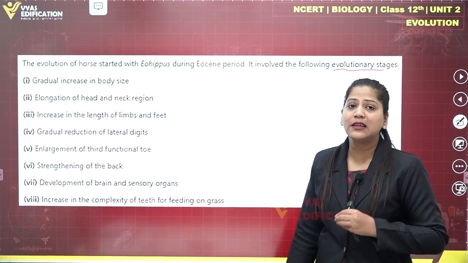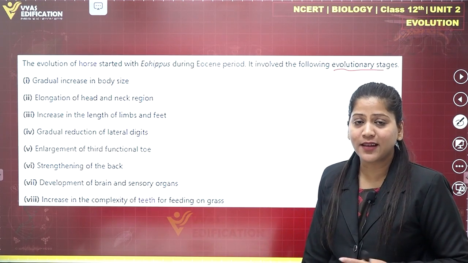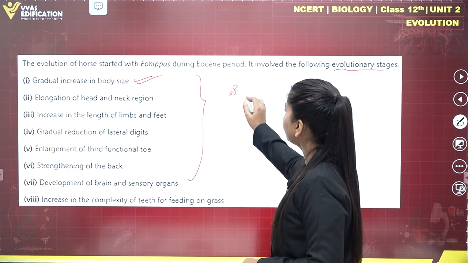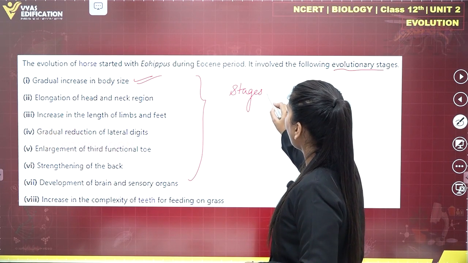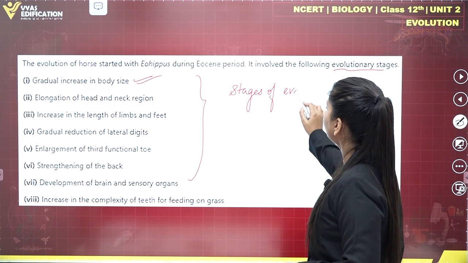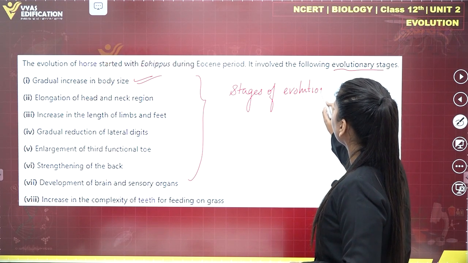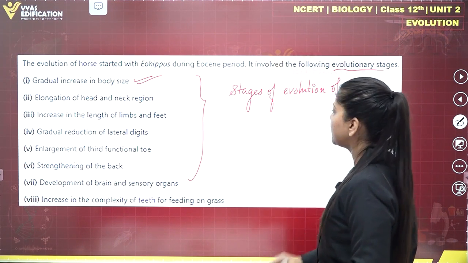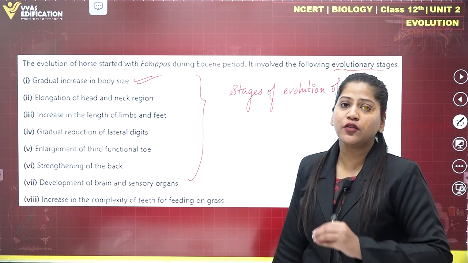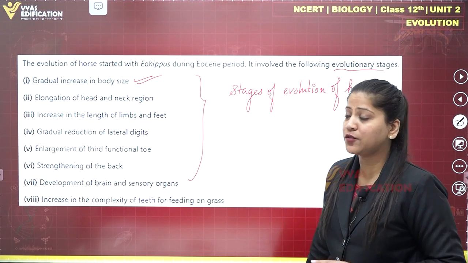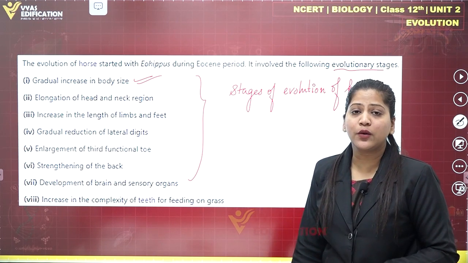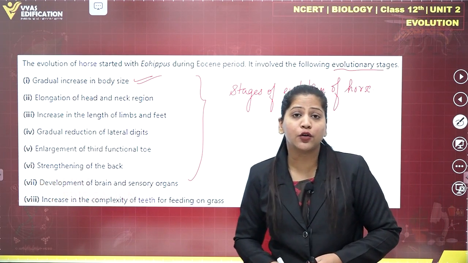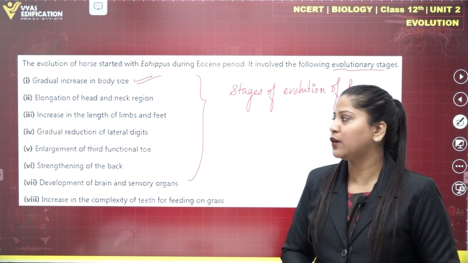First is a gradual increase in the body size. These are the stages of evolution of horses, right? We are talking about the stages of evolution of horse, right? So first we have the gradual increase in their body size. Then second is elongation of the head and neck region.